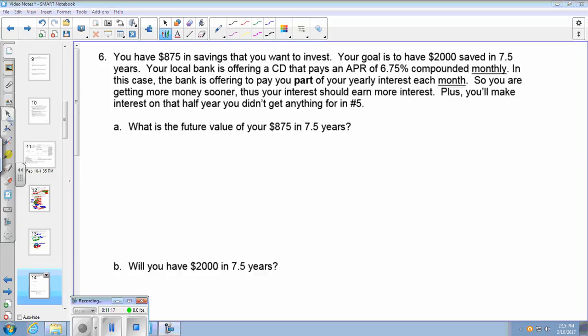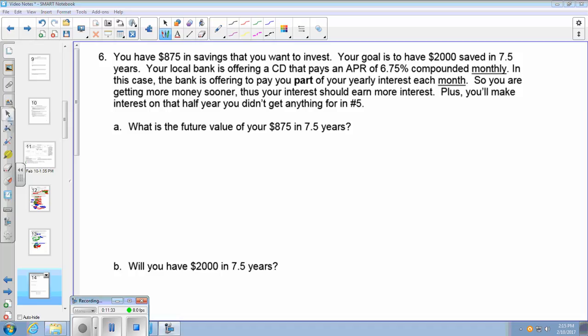Okay, number 6, you have $875 in savings that you want to invest. Your goal again is to have $2,000 saved in 7.5 years. Your local bank is offering a CD that pays an annual percentage rate of 6 3/4%, compounded monthly. So before it was compounded annually.